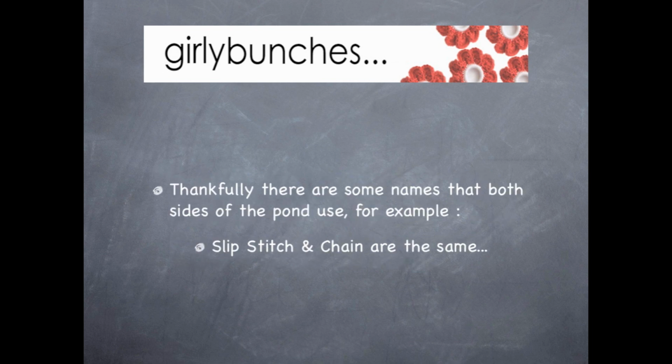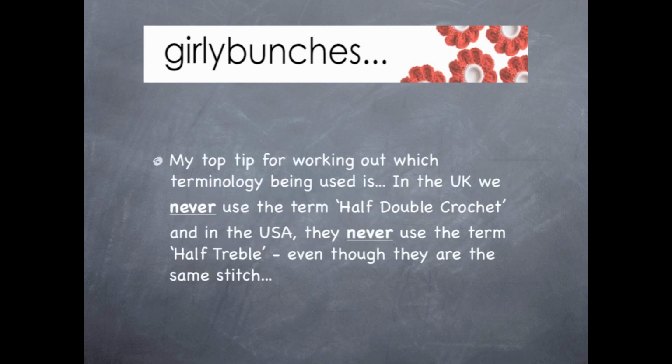Thankfully, there are some names of stitches that are the same on both sides of the pond. A slip stitch in the UK is the same as a slip stitch in the USA, and a chain is the same on both sides of the pond too. My top tip for working out the terminology being used in a pattern is that in the UK we would never use the term half double crochet, and in the USA they would never use the term half treble, but those two stitches are the same.